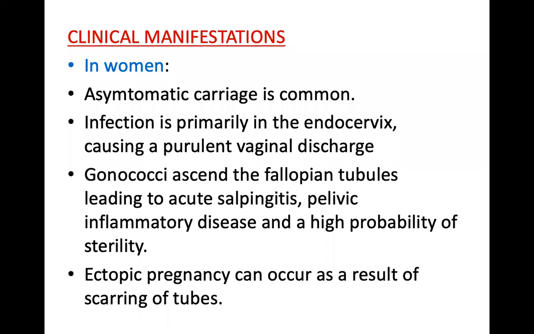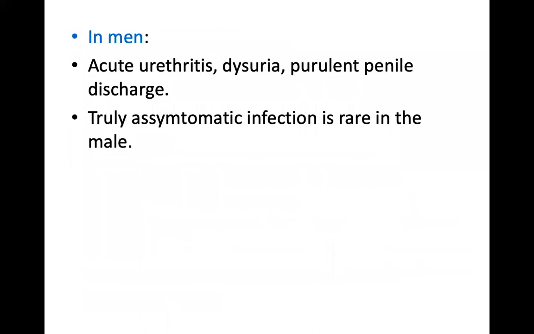So for the female, infection is primarily in the endocervix, causing a purulent vaginal discharge. If it is not treated or completely resolved, gonococci ascend the fallopian tubes, leading to acute salpingitis, pelvic inflammatory disease with a high probability of sterility. Ectopic pregnancies can also occur because of formation of scar tissue on the fallopian tubes.